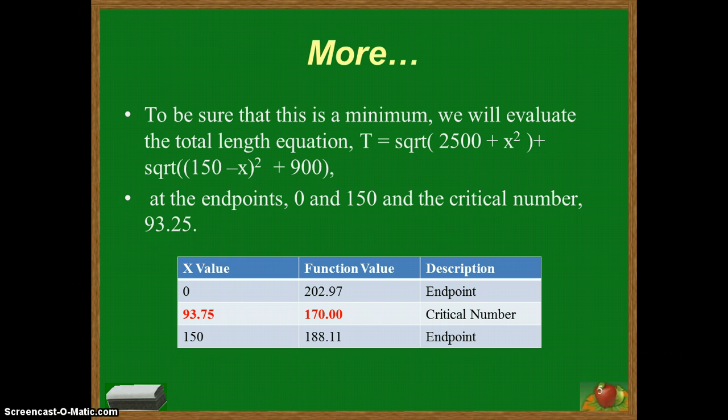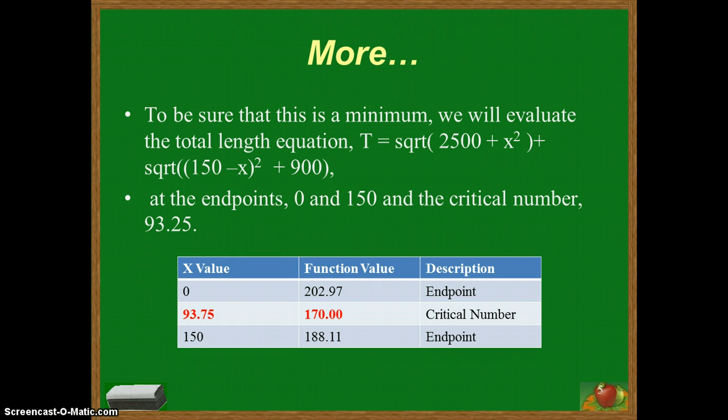I'm sorry, it should not be 25 there. That's a typo. Okay, notice here the x value of 0, the function value is 202.97. You should check this out using the equation above. That would be an endpoint. At 93.75, the function value is 170.00. That is our critical number. And the other endpoint, 150, the function value is 188.11.